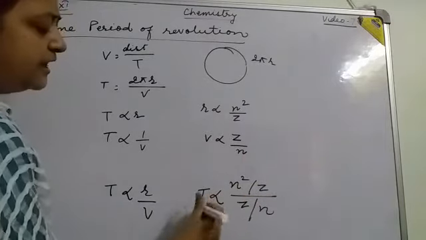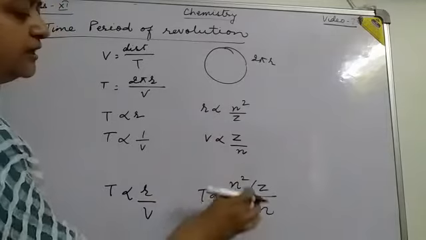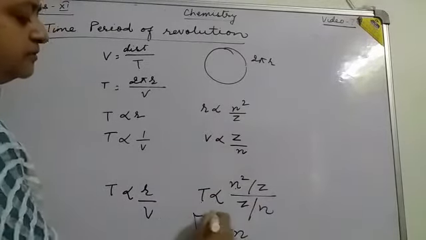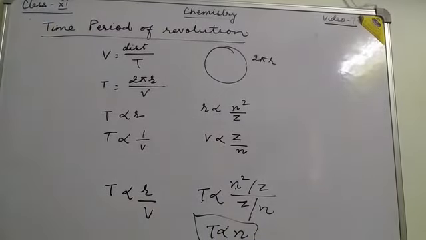So we can say that t is directly proportional to n. By calculating it, t is directly proportional to n. So time period completely depends on the number of shells. As the number of shells increases, time period also increases.